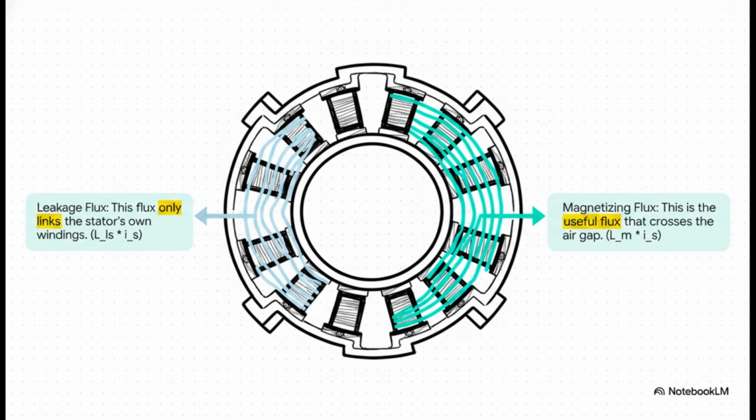Now the second term, with Lm, that's the magnetizing flux. This is the hero of the story. This is the good stuff, the useful flux that successfully crosses the air gap. It's what's going to interact with the rotor to produce torque. I can pretty much guarantee you'll see a question on your exam about the difference between these two.